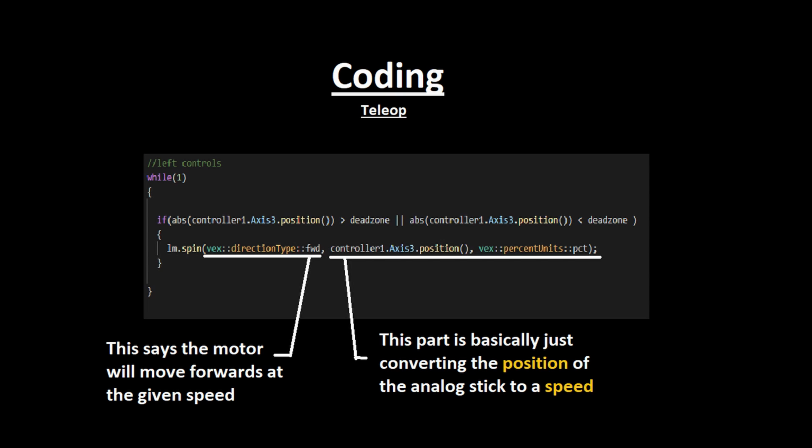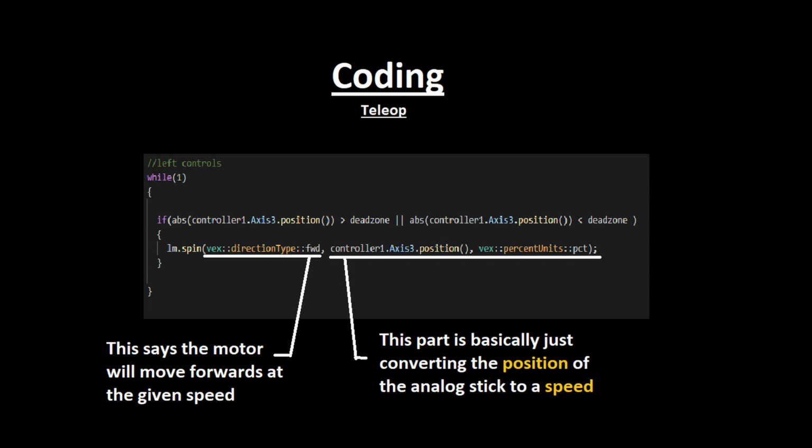You can do this because the analog stick creates an input ranging from negative 100 to 100 when going from the bottom to the top, with the middle being 0. Now, the specific command you can use to do this is shown here.